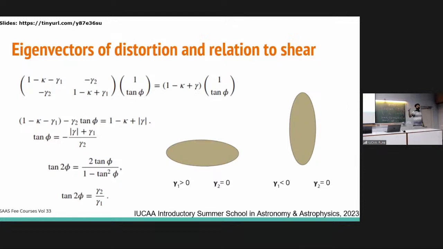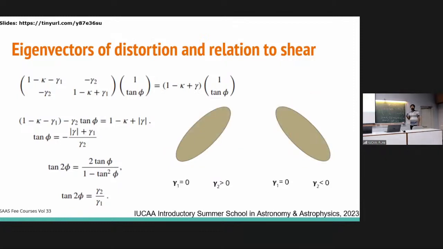So this is a little bit counterintuitive, because typically you would think gamma 1 being positive means it will be along the x-axis, and gamma 2 which is positive will be along the y-axis, but that is not the case. Okay? So both of these have gamma 2 exactly equal to 0. One of them has gamma 1 greater than 0, the other gamma 1 less than 0. Okay? It's important to remember.